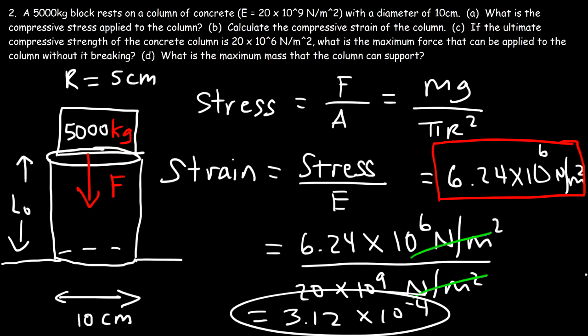Now what about part C? If the ultimate compressive stress of the concrete column is 20 times 10 to the 6, what is the maximum force that can be applied to the column without it breaking? Now looking at our answer in part A, the stress that we have is 6 times 10 to the 6. It's less than the ultimate compressive stress. So that means that this column can support a mass of 5,000 kilograms. In part D, we're going to see the maximum amount that it can support. But let's focus on part C for now. We'll get to part D later.